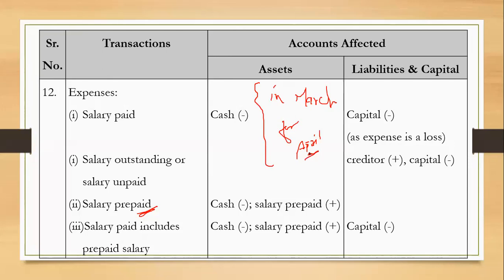Yes, sir. Yes. Now, because it is not an expense of the current month or the current year, why will I deduct it from capital? I have paid, so let me deduct it from cash. It is paid in advance, it's an asset. So prepaid salary asset mein aa raha hai. That's all. Yes, sir.